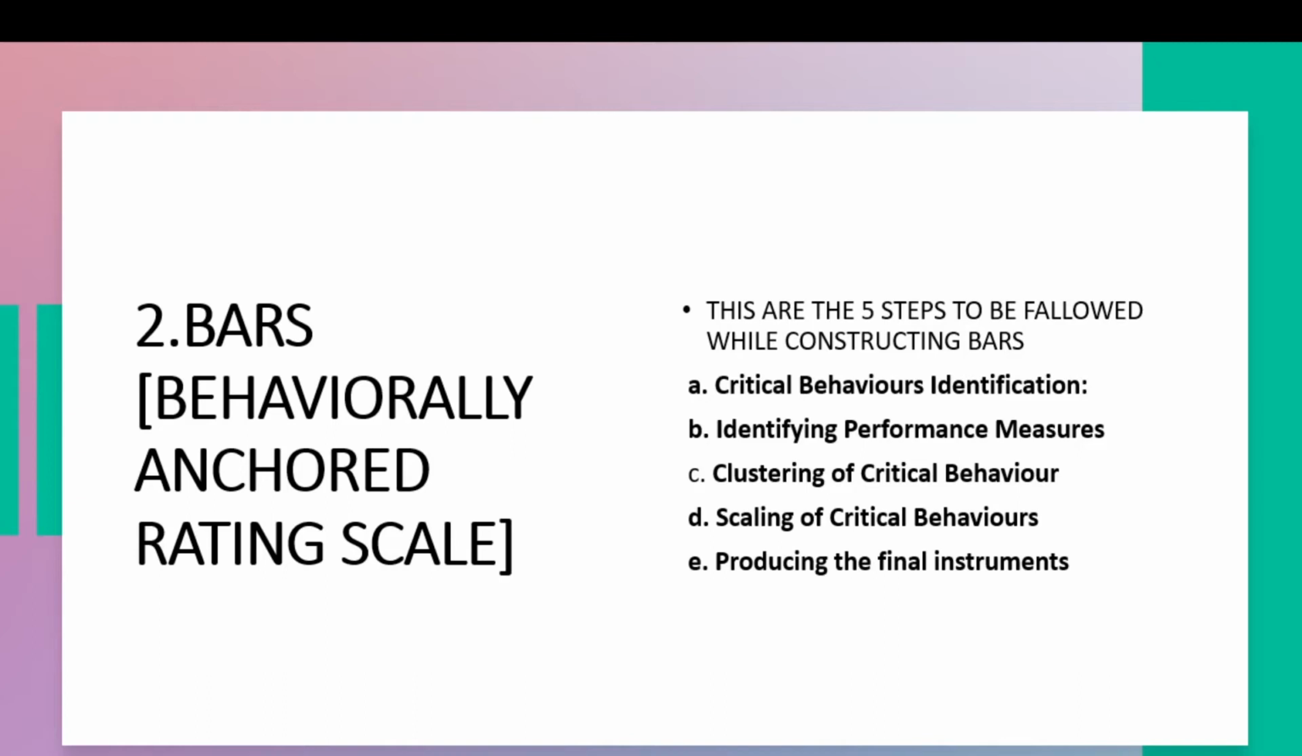Scaling of critical behaviors. In this step, the critical behaviors which were included for the performance appraisal during the process of clustering are given scales, usually in numbers, with their description. The scales may range from 1 to 7 or from 1 to 9. With each point of a scale demonstrating a perceived level of performance, the scale value is determined on the basis of estimates provided by various persons in the clustering process.